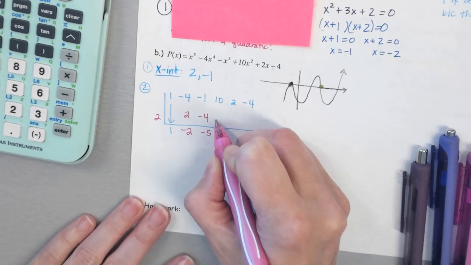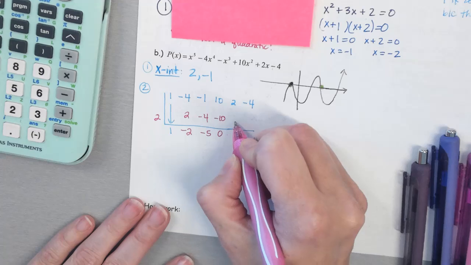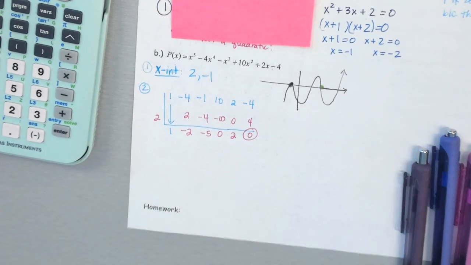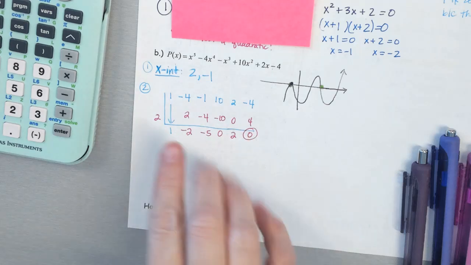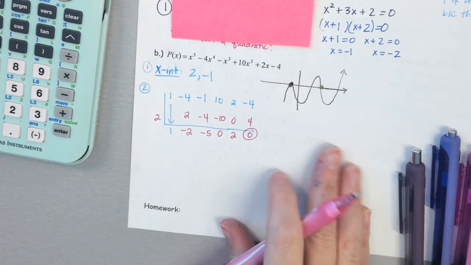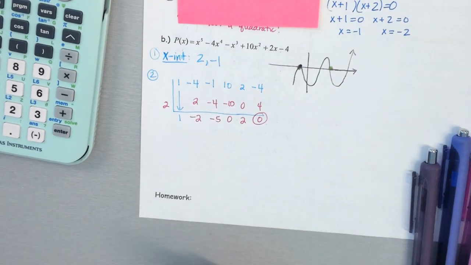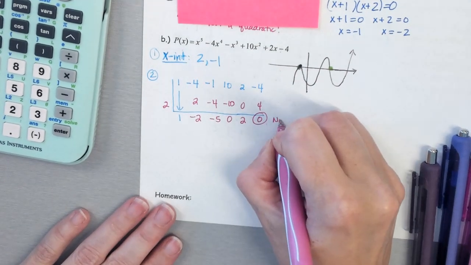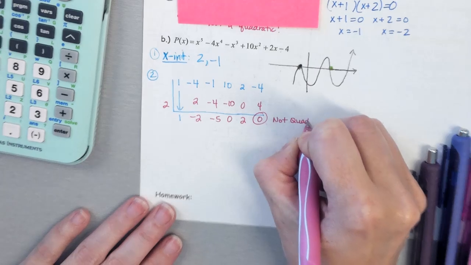So we know that our best bet is going to be to go with one of the whole numbers. Now, when you're doing synthetic division, try to keep your columns lined up. Okay, and then this is not quadratic. So if it's not quadratic, you're going to keep going.